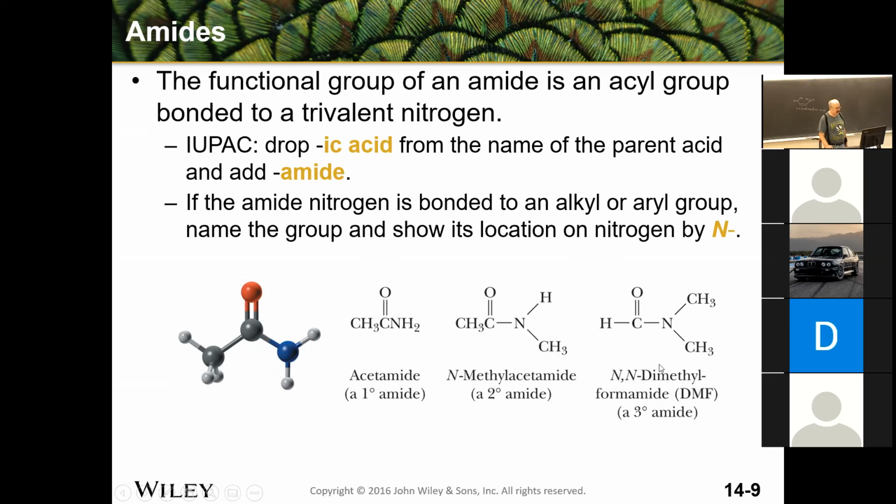Okay, every substituent gets a number or a locant, and so we need both N's here. This is an example of a tertiary amide. Okay, this is abbreviated DMF. It's a common solvent. It's an aprotic solvent that's used in organic chemistry.